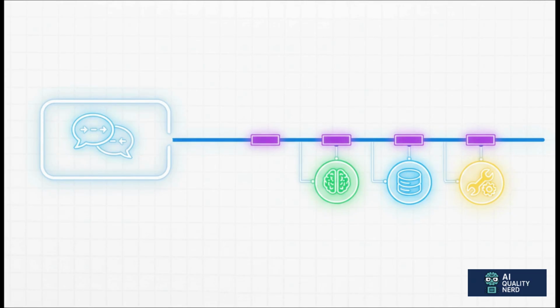You've got the entire user session at the top, which contains individual traces for each request. And each trace is made up of spans, these tiny individual steps, like a call to the LLM, a database lookup, or a tool being used. This structure is what gives you that incredible visibility.